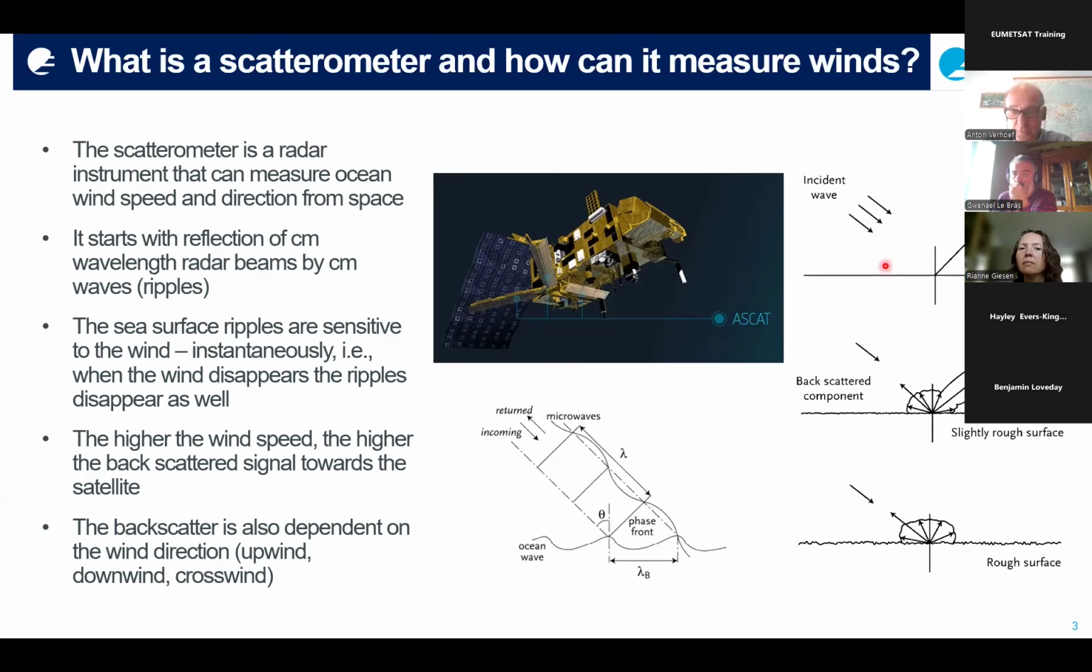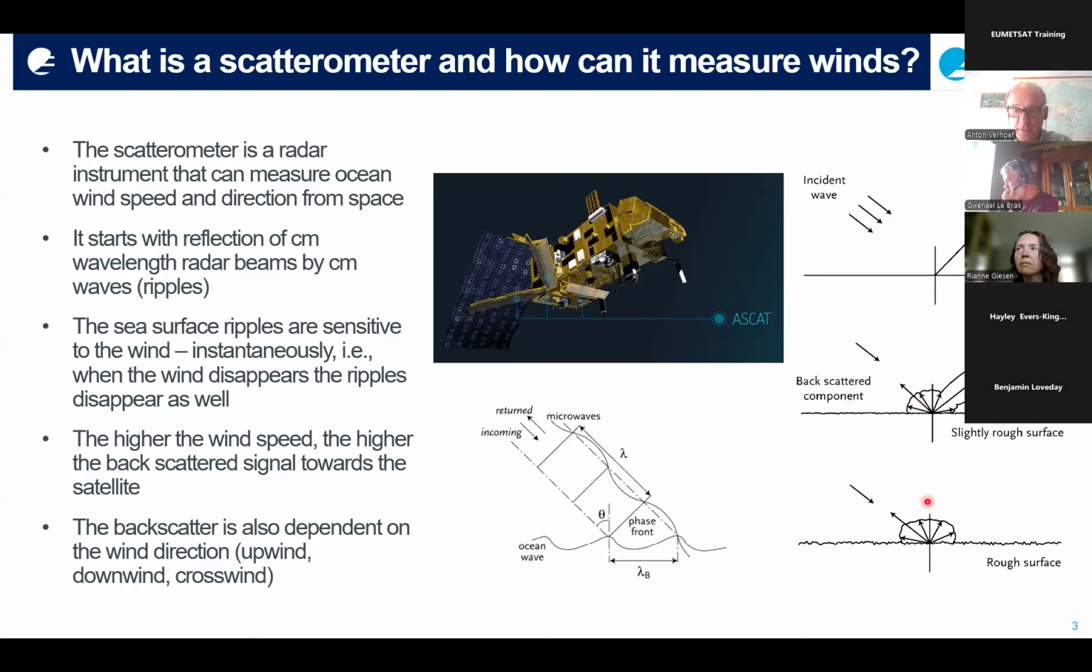And if you look at the right-hand side image, if there's no wind, the ocean surface is smooth. And if we have an incident wave from the radar, it will be reflected away, so the radar will get very little backscattered signal. If there's some wind, the ocean will be a bit rougher, and some of the radiation will be backscattered back to the instrument, so we get a higher signal level.